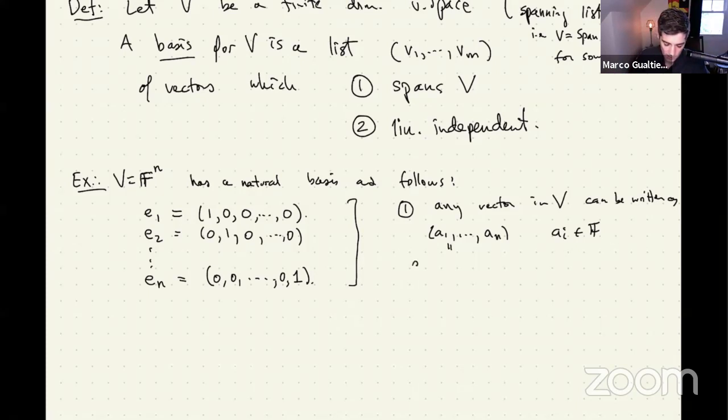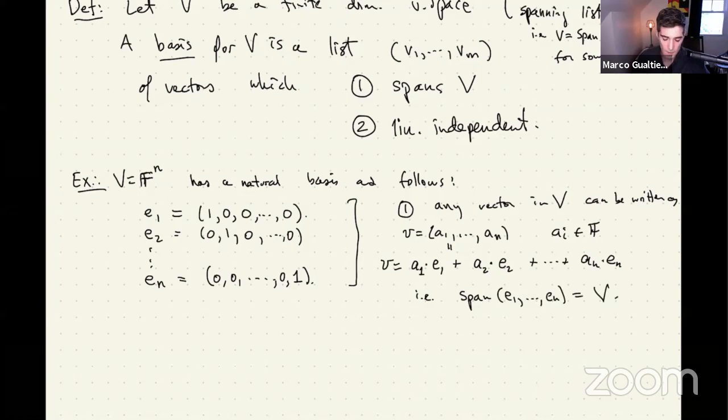So we can say that it is a1 scalar multiplied on e1 plus a2 scalar multiplied on e2, all the way up to an scalar multiplied on en. So this vector is this particular combination of the basis elements. So this shows that it's spanned by this list.